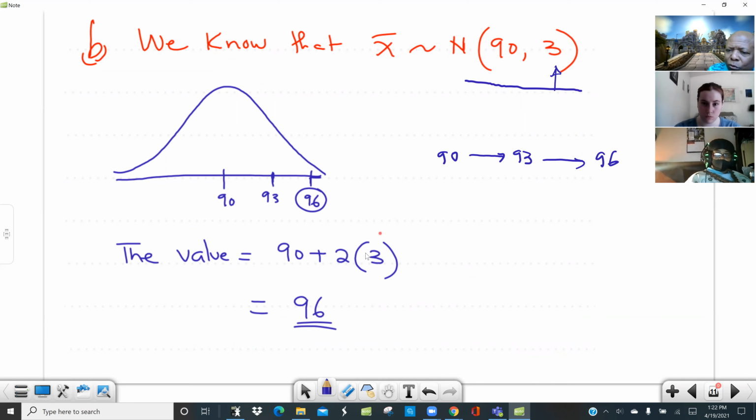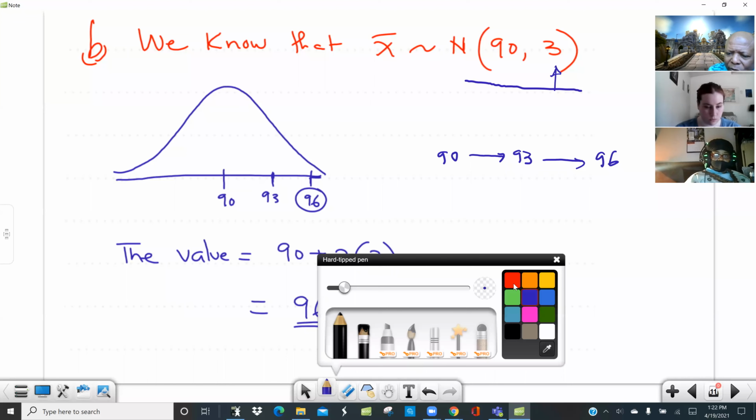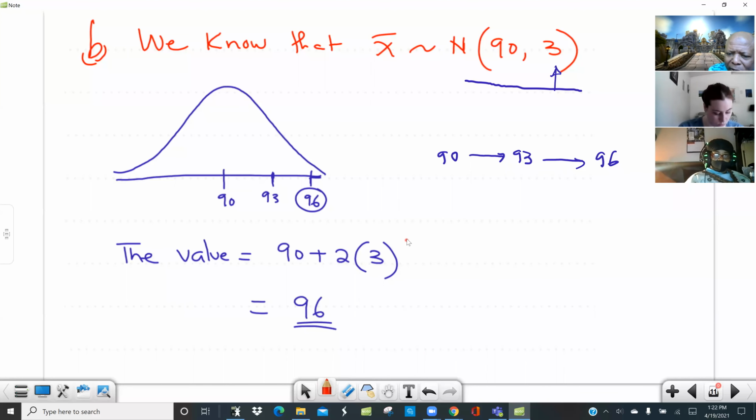If you're going to go 2 standard deviations, this is what we're talking about here, down here. Multiply 2 by the 3 to make it a 6, and you add it to 90. So it's 96. So in other words, from 90, if you go 2 steps, you jump 1 step, and the second step, each step of which is 3 units, you're going to end up at 96, right?